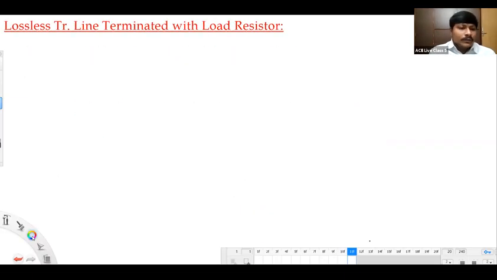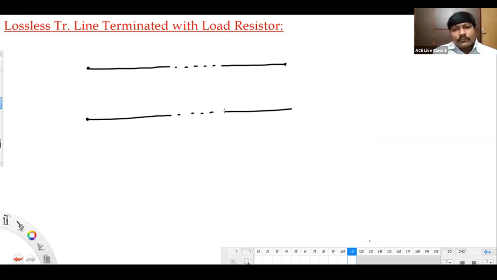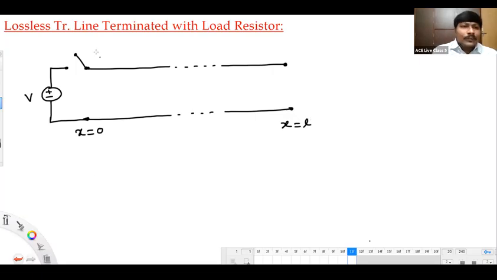Very simple thing. This is that lossless line what we are talking about now, having the same surge impedance throughout the length of the line, by assuming that the radius of the conductors is the same throughout the length, as well as the spacing between the conductors. And this is a DC voltage source V. This is the point x equals 0, and this is the point x equals L. And the switch is getting closed at time t equals 0 plus.